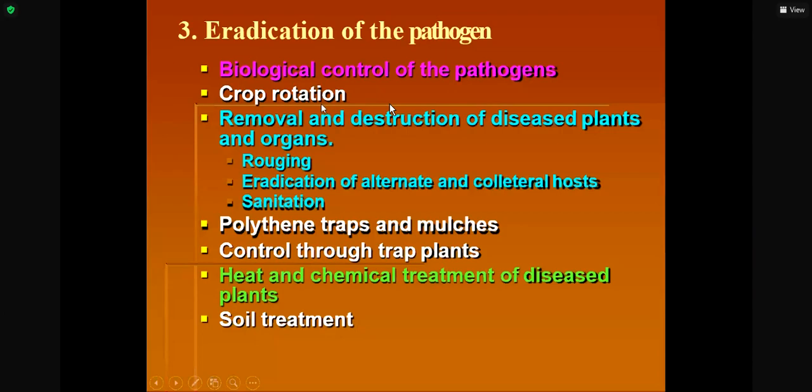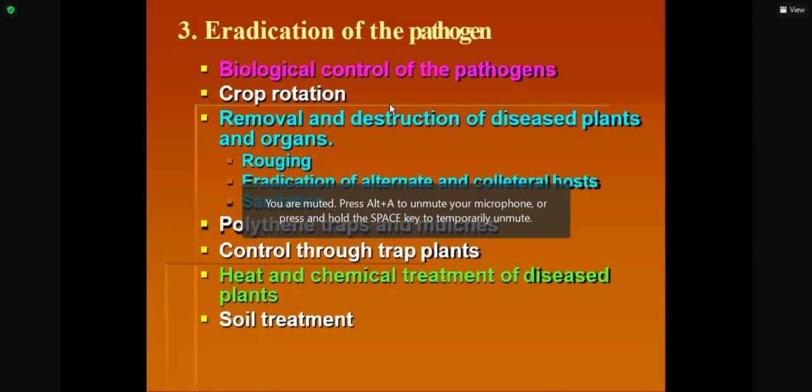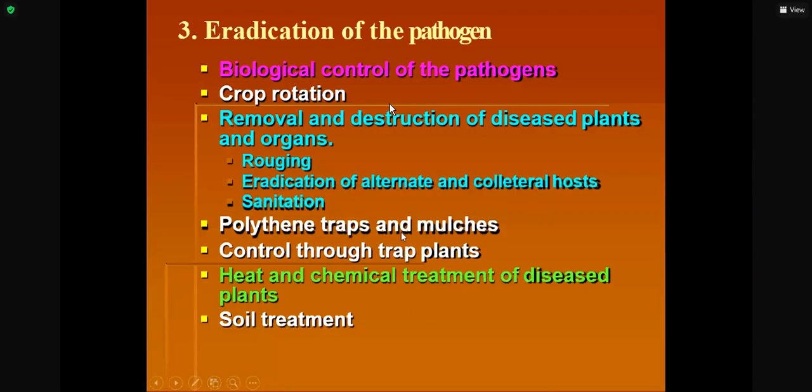So eradication means complete destruction of the pathogen from the particular area or from the diseased area. We can eradicate the pathogen in a number of ways. First of all, you can see here, this is a lengthy process. We cannot eradicate the pathogen in one season, for example. We need several seasons.